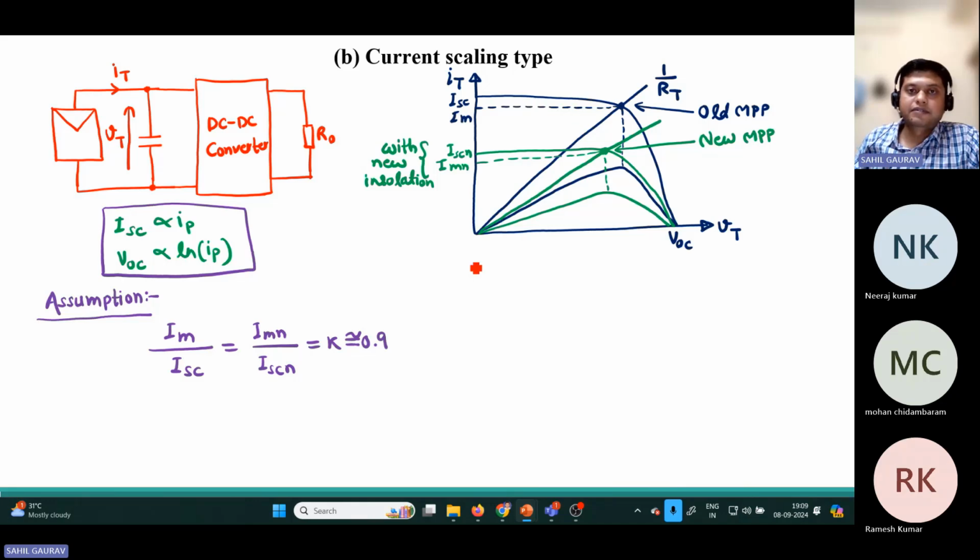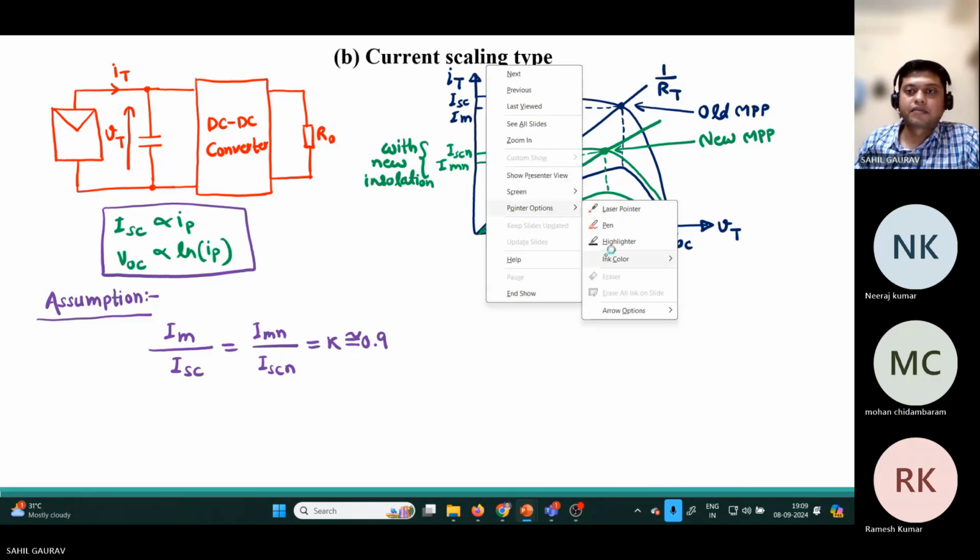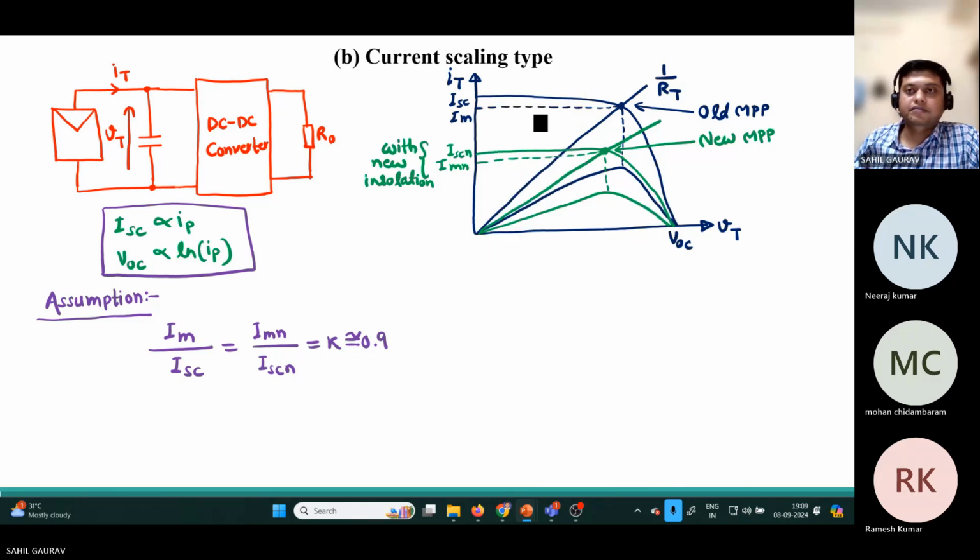If you see this IV curve, the first one, this blue IV curve, is for a certain insolation. Now you have decreased the solar insolation. Then you get a new IV curve, and for that IV curve this will be the new MPP point. So this will be the new insolation. That's why it is denoted as Iscn and Imn, and this will be the new MPP.